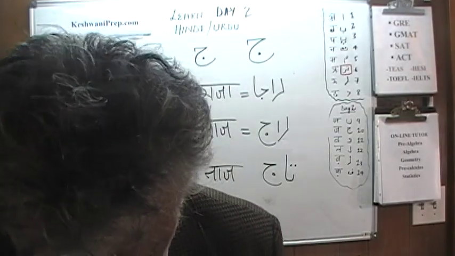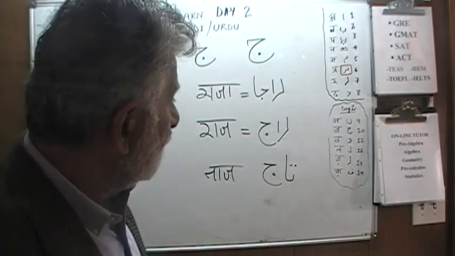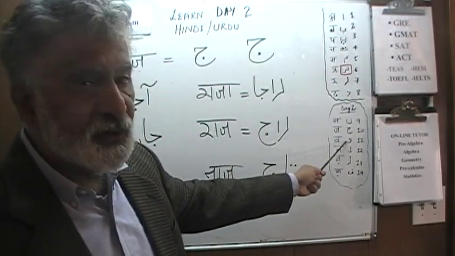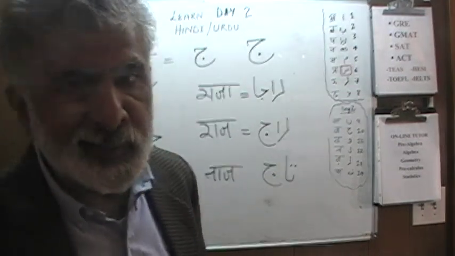The next letter we have on our list is a very important letter, this letter right here, number 11, which is called vowel. It serves as the letter V, vowel.